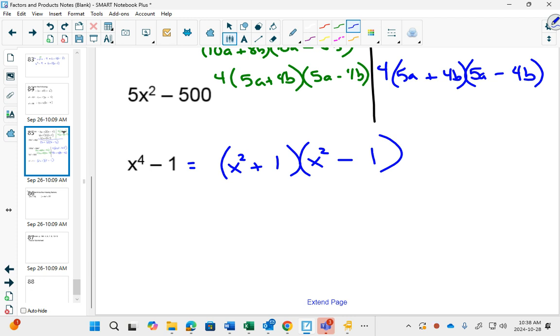But it's not completely right. Because this makes another difference of squares. X squared is a square, 1 is a square, so we can keep going. This one is not a difference of squares. There's nothing you can do with this, but this one is x and 1, 1 plus and 1 minus.